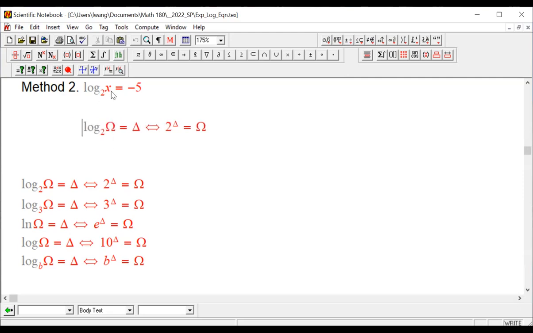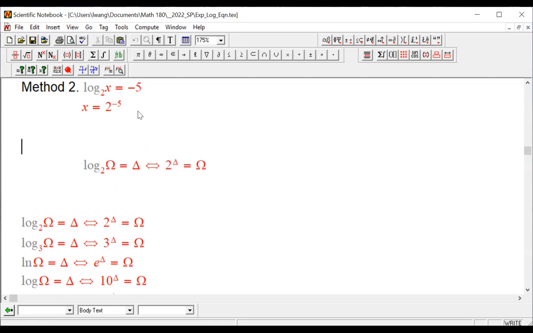Logarithm, right? Omega is x, x is what we're looking for. And obviously we can get x very easily. X equals 2 to the power of -5, right? By definition. And that's all you need to do, really.